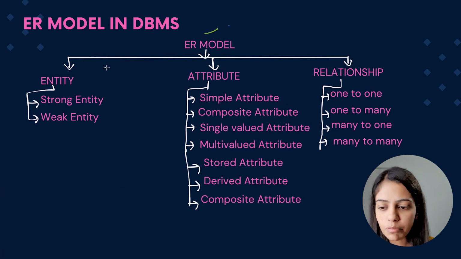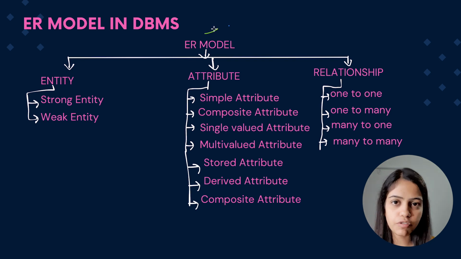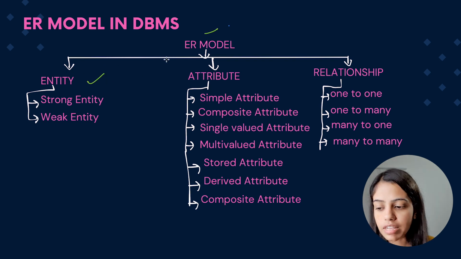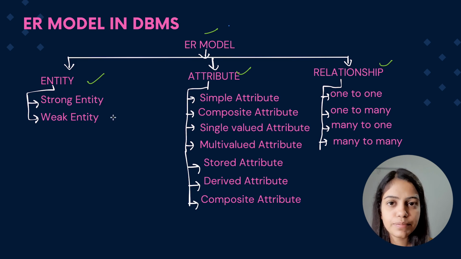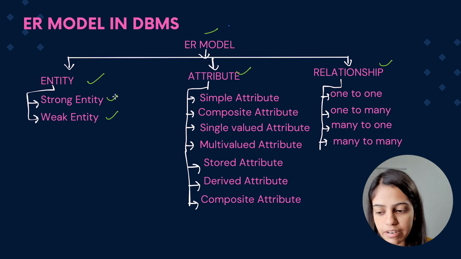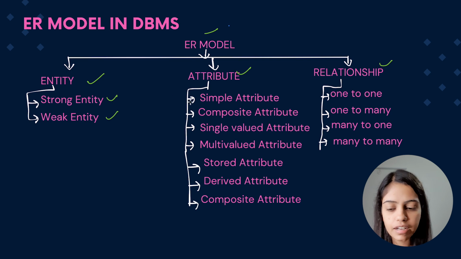Now in the ER model, as I told, ER stands for entity relationship model. There is entity, there is attribute and there is relationship. There are types of entities as well, strong entity and weak entity. We will be knowing in the coming videos.